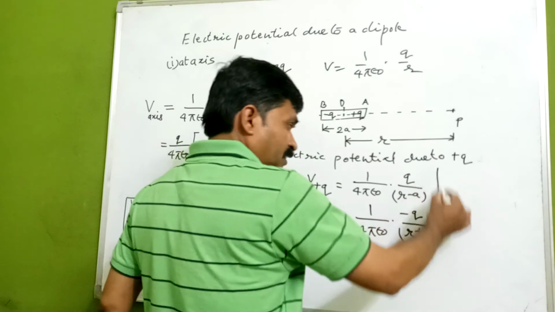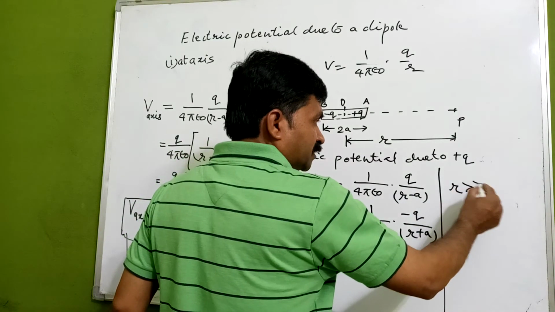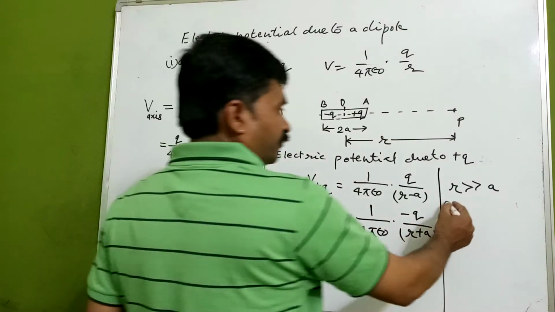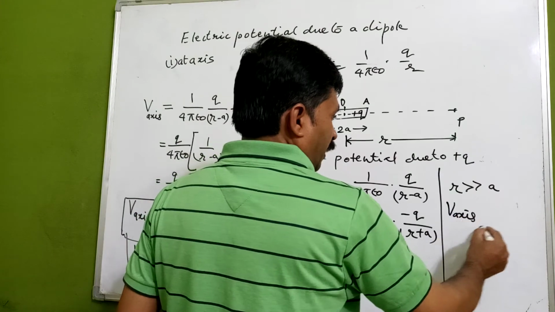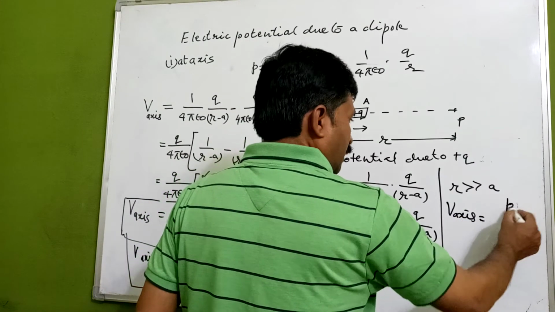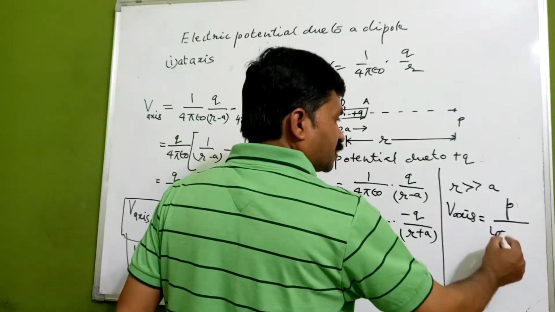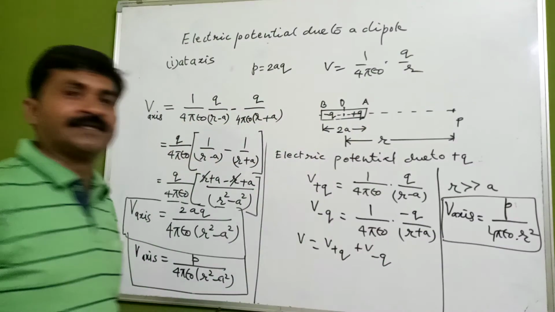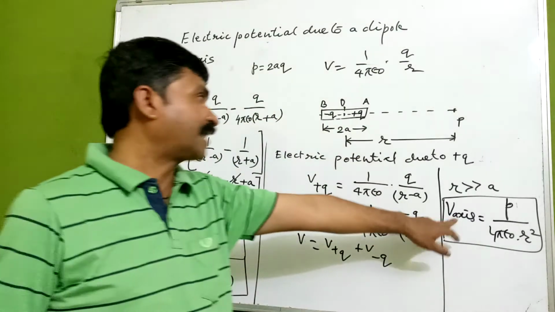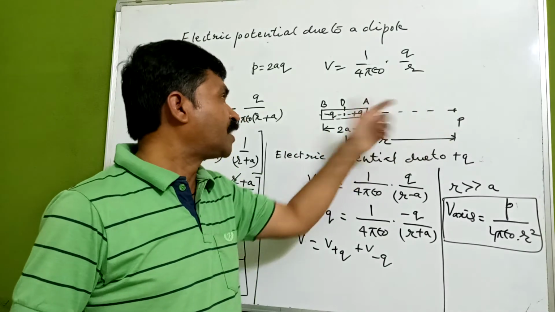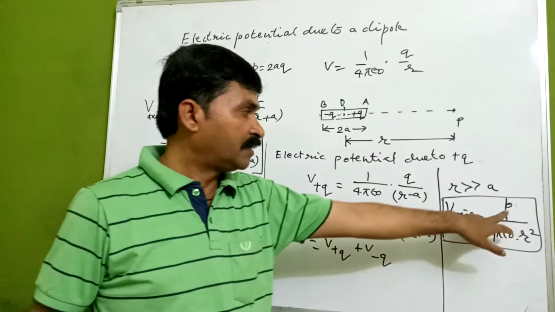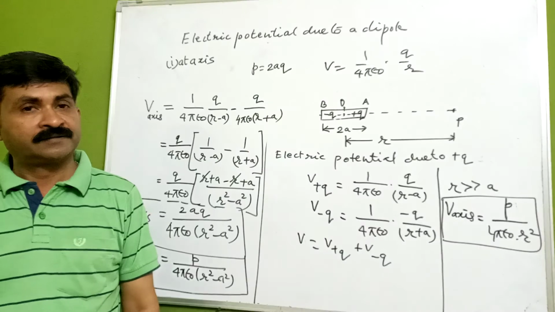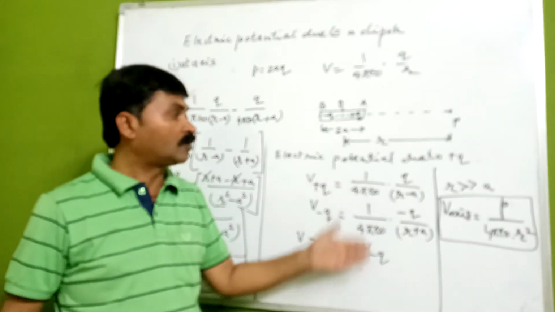Now if we go through this, if we are taking r is much greater than a, what will happen? This relationship V axis is going to be equal to P upon 4 pi epsilon naught r square. The electric potential at the axial point because of the dipole will be in terms of dipole moment P upon 4 pi epsilon naught into r square. Okay, so this we have calculated on axis of the dipole.